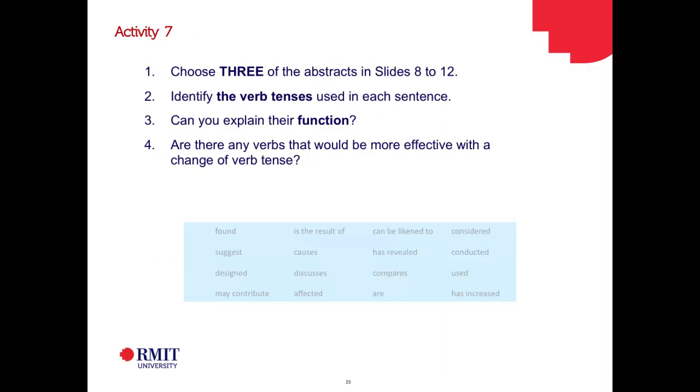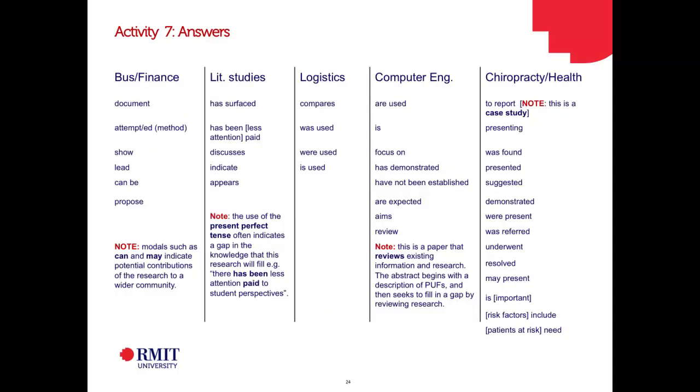Look again through 3 of the abstracts presented in slides 8 to 12, or in the PDF file that you've downloaded. Identify the verb tenses in each sentence and explain why these verb tenses were selected by the author. And are there any verbs that you would prefer to modify or change, and why? I've put together a table of the verb tenses I identified in the abstracts. And again, we can see that the final abstract has many more verbs than the others and many more in the past tense because it's a case study. Pause the video while you look at these and compare them.